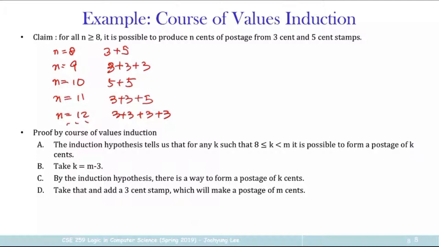If I chose m minus 2, that wouldn't work, right? m minus 4 doesn't work either. But if I am given m minus 3 cent postage, I just add one 3-cent stamp, and I can make m cents. I could actually do this the other way. If somebody gives me m minus 5 cent postage, then I can add one 5-cent stamp, and then there's m-cent postage. That's also another way to go. Okay?